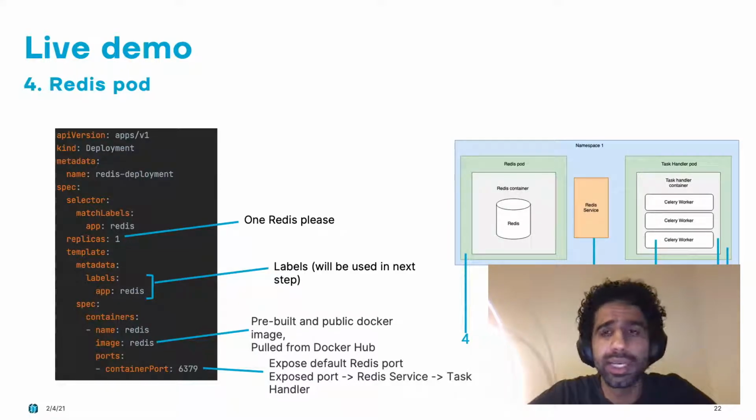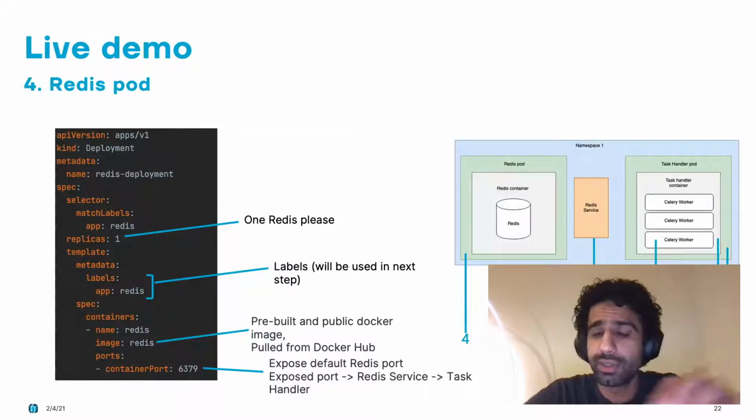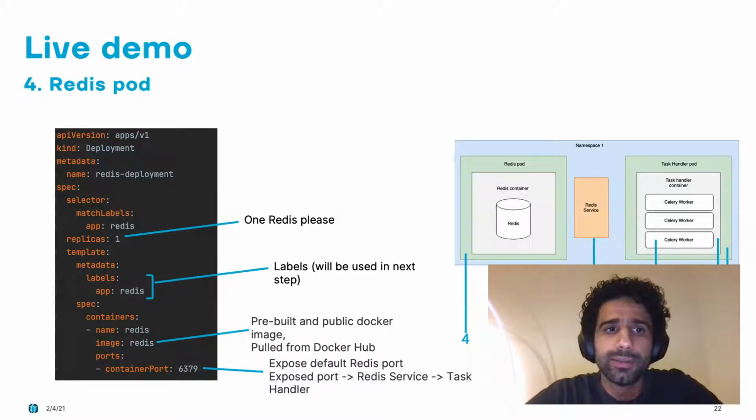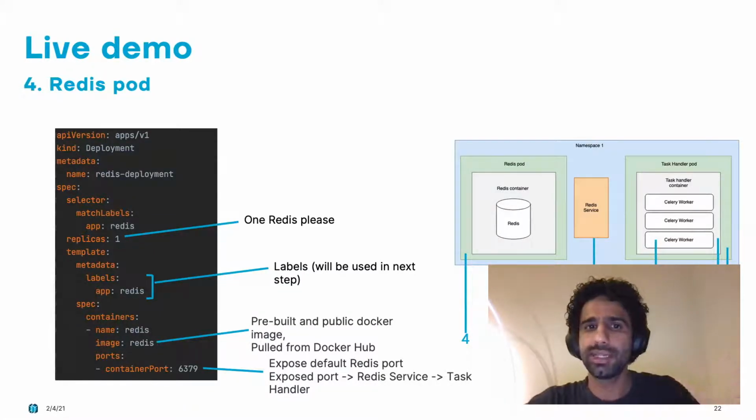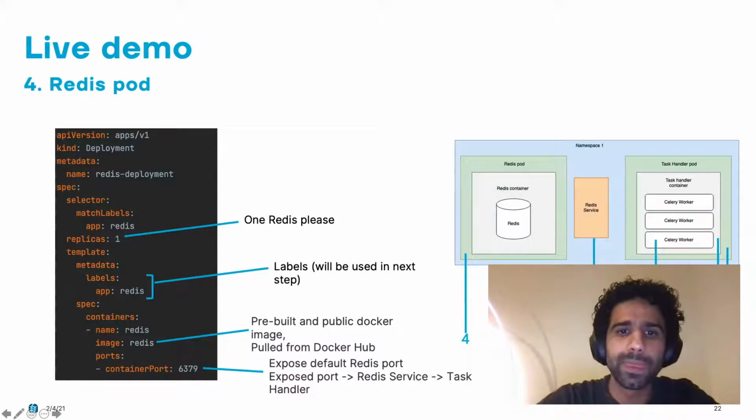You have images for all kinds of stuff. You have Postgres, Redis, any kind of database. A lot of the commonly used stuff, you will find pre-built images for that. So you don't need to build your own images unless it's your own application or your own piece of code, or you want to massively customize it. So this is, again, a deployment configuration, just like the last step. It's saying one replica. We want to run one Redis pod. Redis can also run as a cluster, but that's a whole different topic. And we give it a label. The label will be used by the Redis service to know.